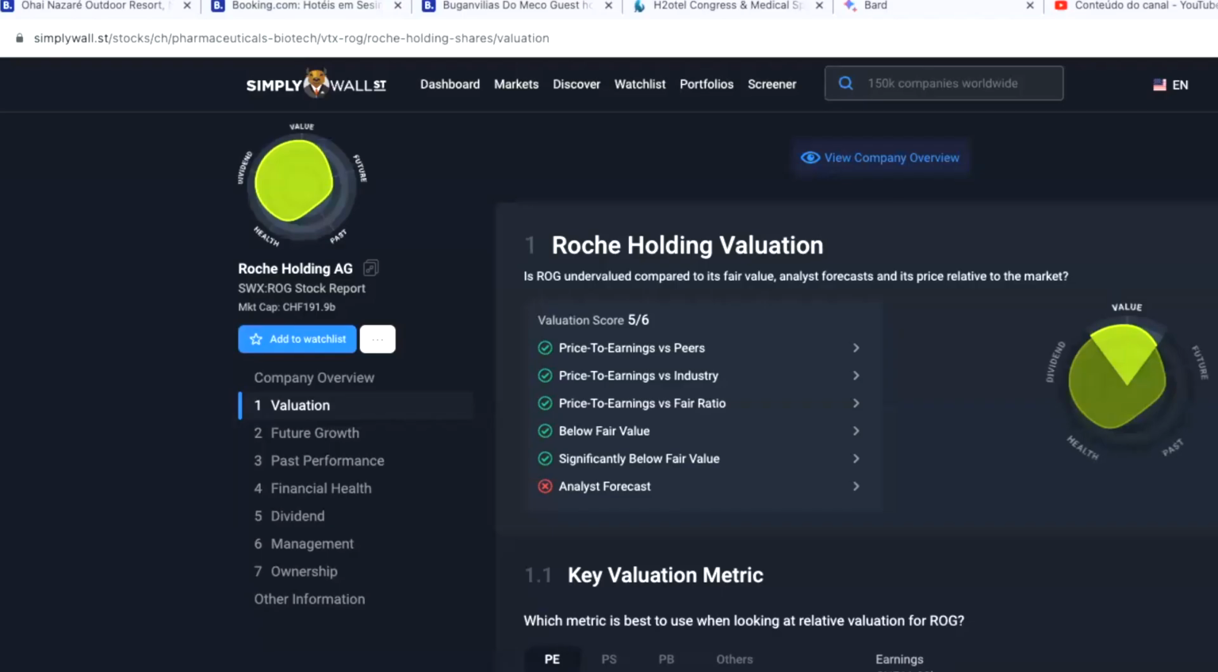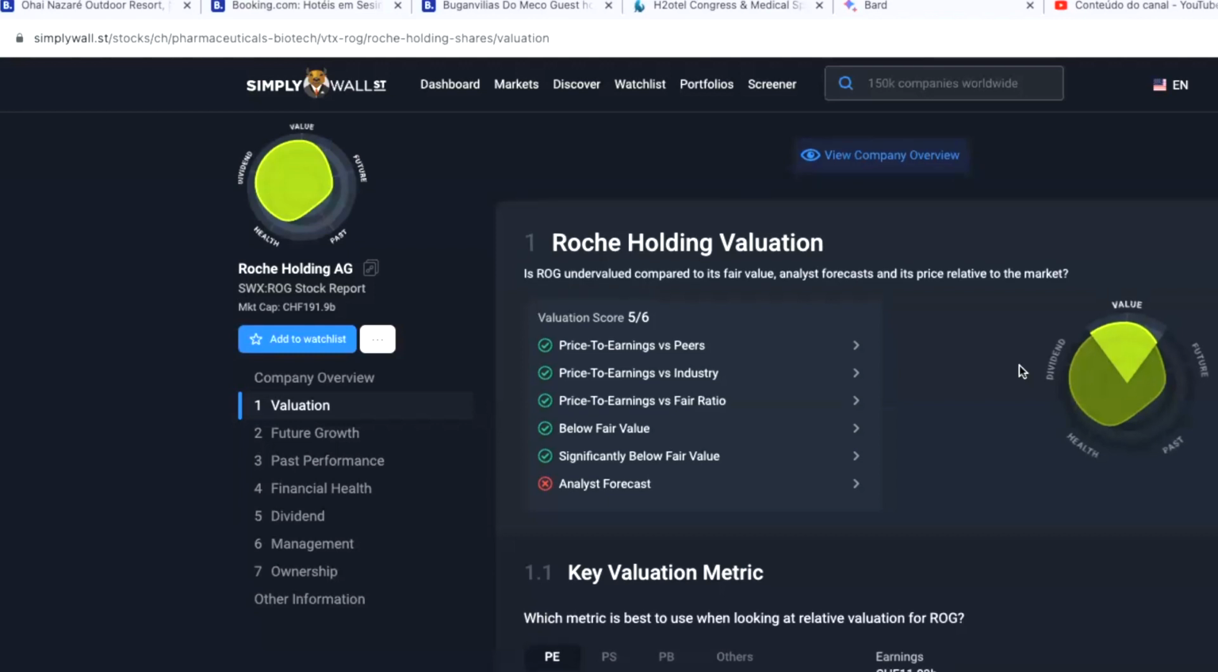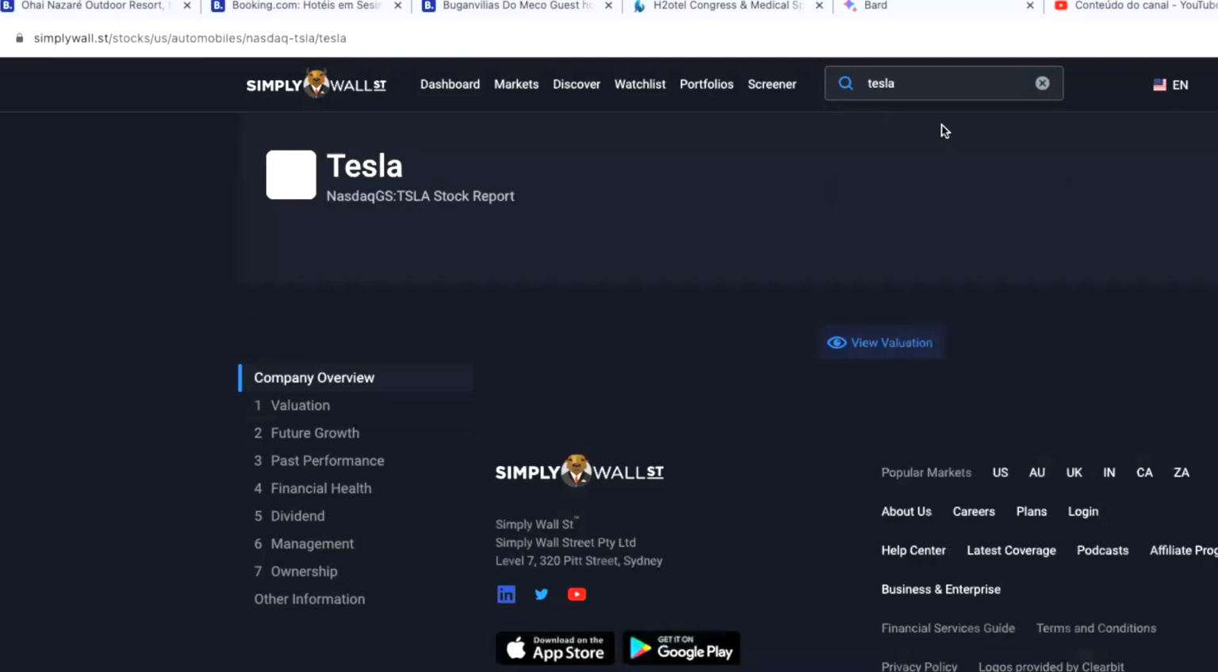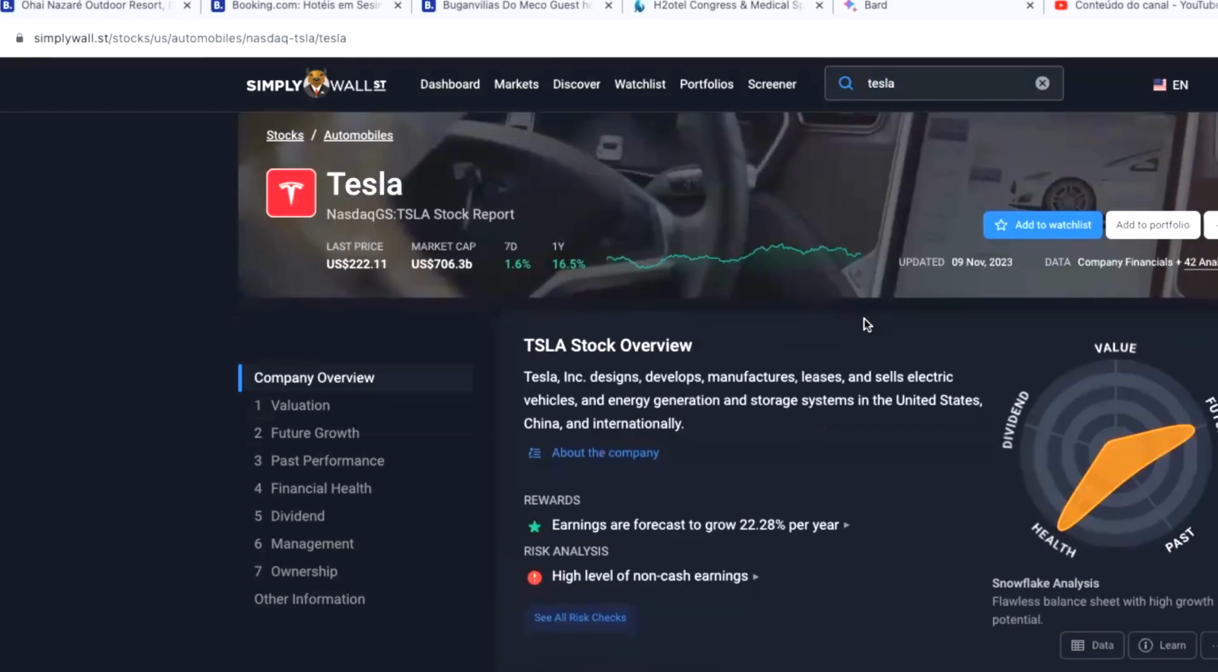After choosing, I go to some kind of website. I like to use Simply Wall St, which is a paid service, but there are several free services. Yahoo Finance, you can go to investing.com, and you look at the company data. Let's look at some company, Tesla, for instance. Although I read all the data, there are some criteria that I choose.